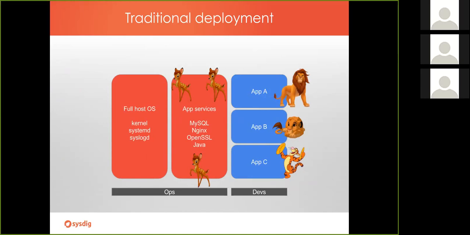Traditionally, when we were deploying any application, we used to have monolithic deployments where the operations team was managing the servers with the kernel, systemd, syslog-d, all the low-level stuff. Then ops teams had to deploy infrastructure services for the developers, MySQL or any other database, Nginx, and developers were asking for specific libraries like a specific version of OpenSSL or a specific version of Java. Then the devs came in and deployed their funky apps on top of our infrastructure.